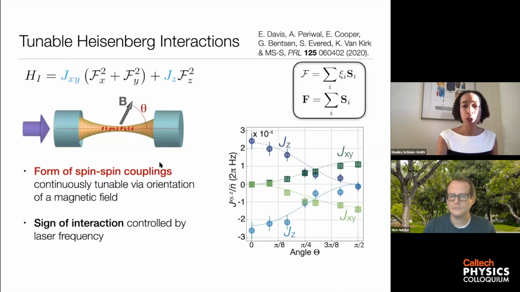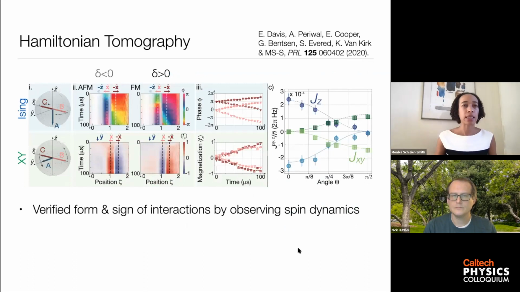But we can, in a very convenient way, tune, do we have a pure Ising interaction, a pure spin exchange interaction, or anything in between, just by tilting the orientation of the magnetic field. And just by changing the frequency of a laser field, we can control is the interaction ferromagnetic or anti-ferromagnetic. So I say that we can do that. The way that we test this is by doing experiments where we initialize some spin texture in our cloud of atoms, turn on the light, and watch how that texture evolves.